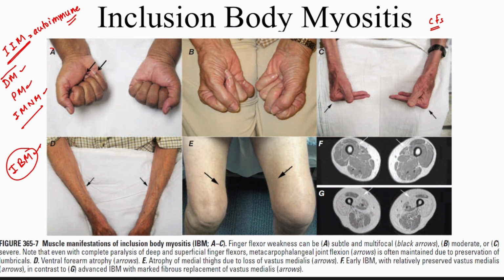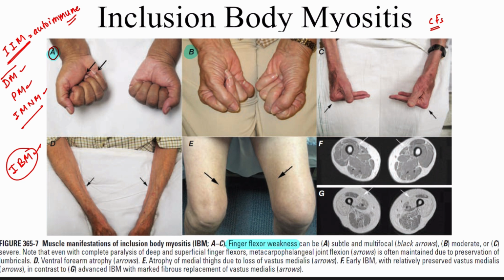First, figure A shows that there is finger flexor weakness, right? It is written here, finger flexor weakness. It is mild weakness, and in figure B it is more weakness. Now in figure C, it is very severe finger weakness or distal muscle weakness.